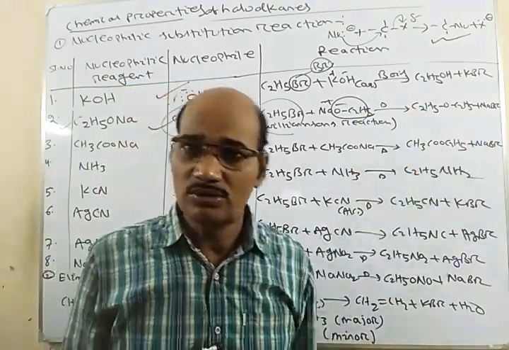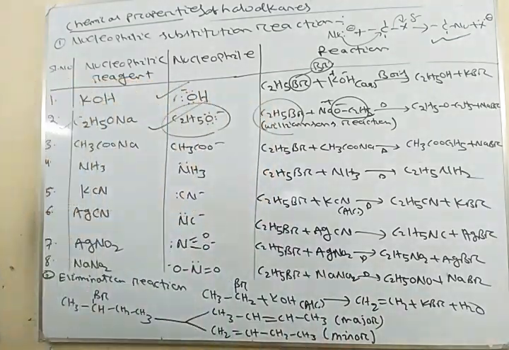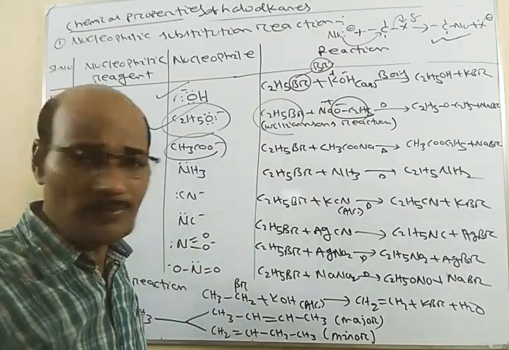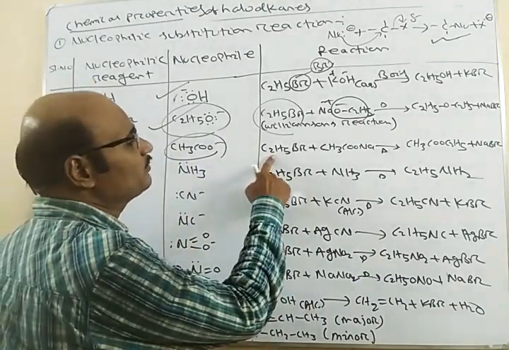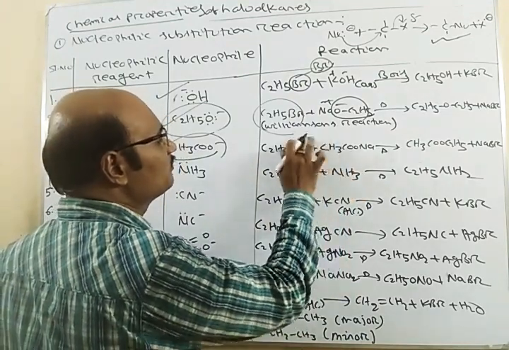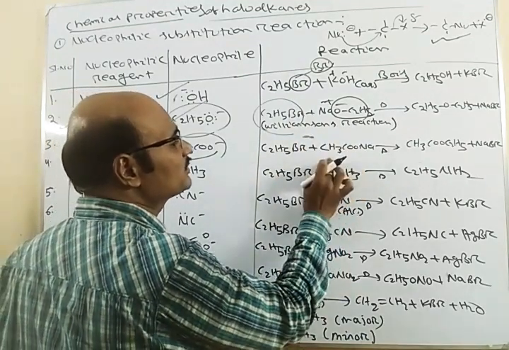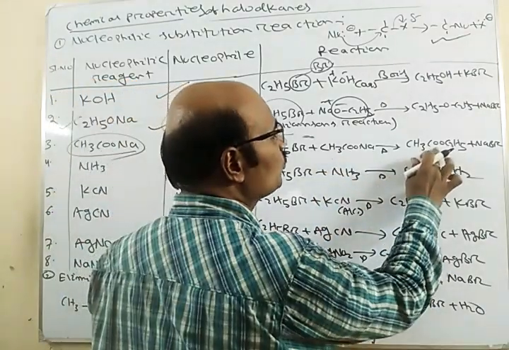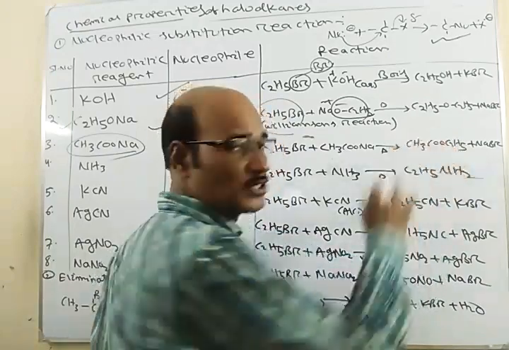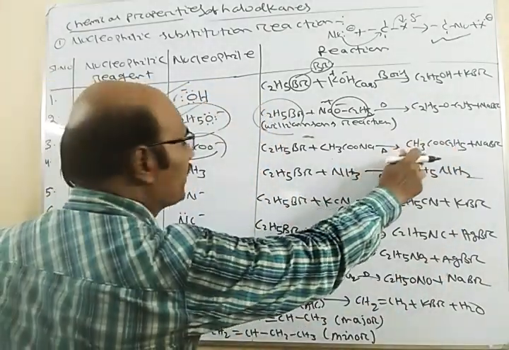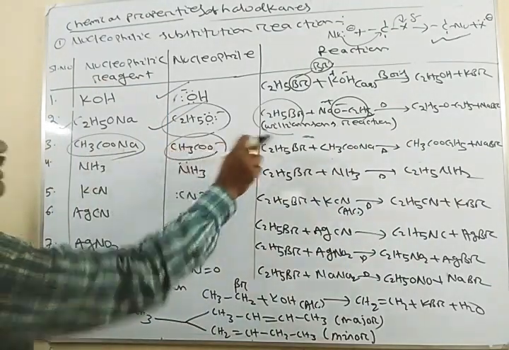Similarly, I can take CH3COONa, where CH3COO minus is the nucleophile. When C2H5Br reacts with CH3COONa, the Br minus will be replaced by the CH3COO minus, and we will get CH3COOC2H5, or ethyl acetate. So I will get an ester. So an ester can also be prepared from these haloalkanes.